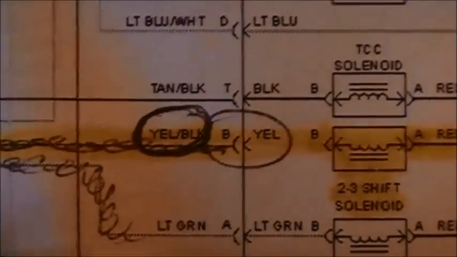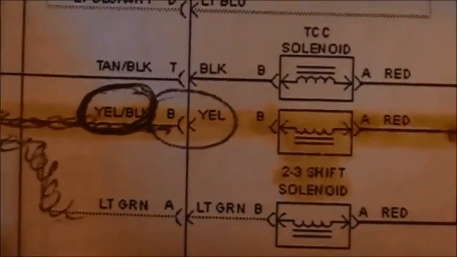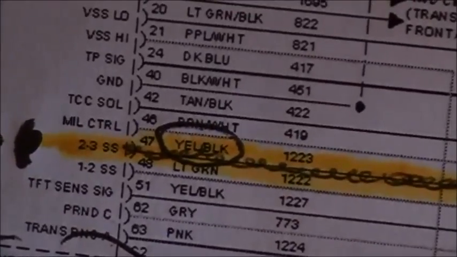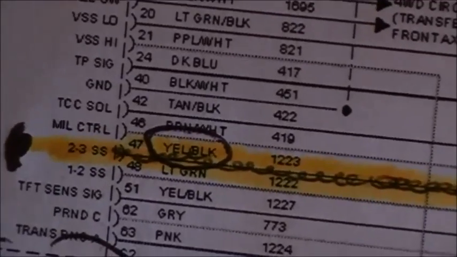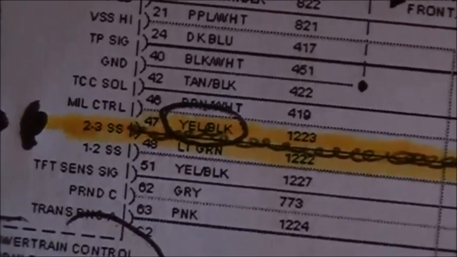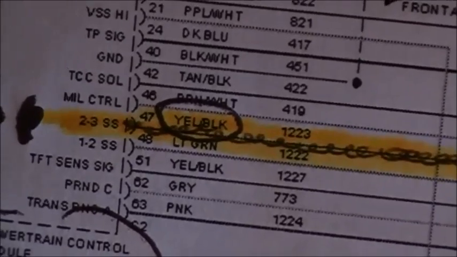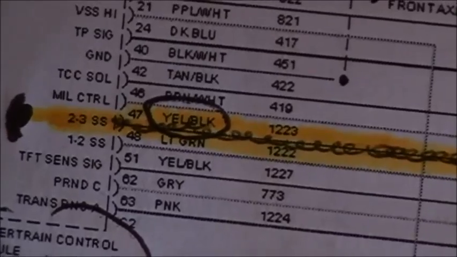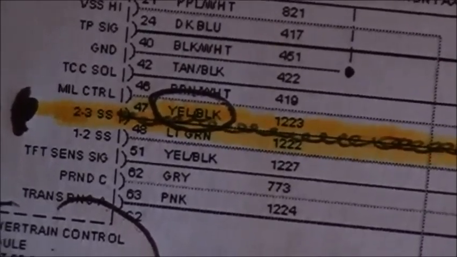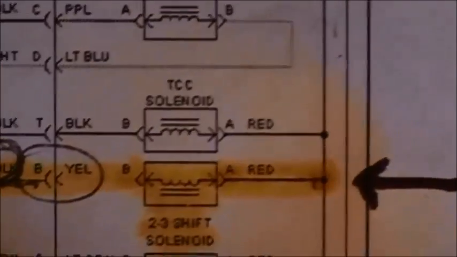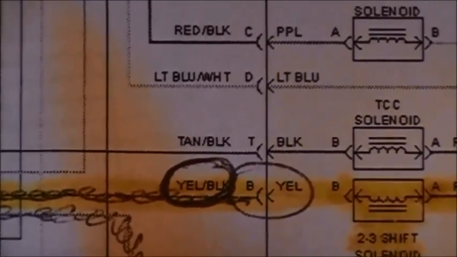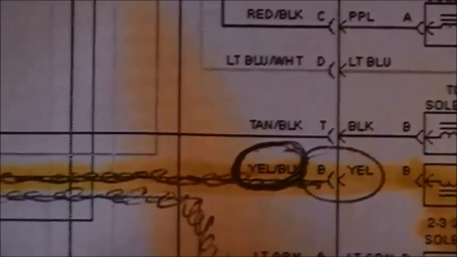And it's B on the connector, the letter B, and on the computer itself it would be, what is it? 47. Yeah, it would be 47. So that's what you want to do. And then we're going to the next step. What we're trying to do is see if this control circuit is grounded. Okay.